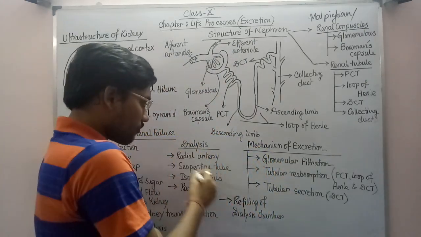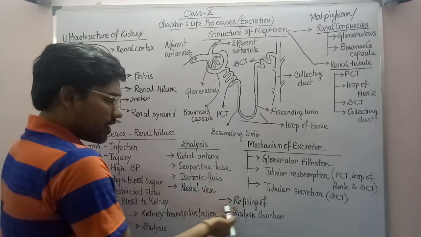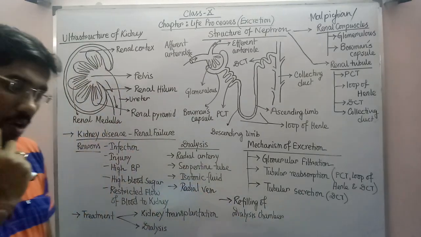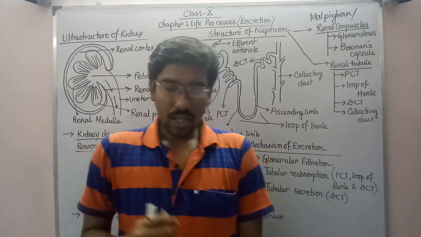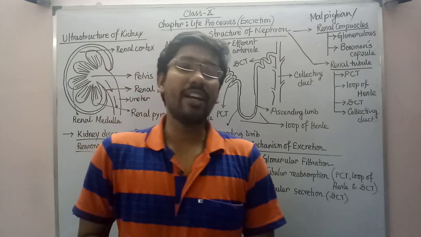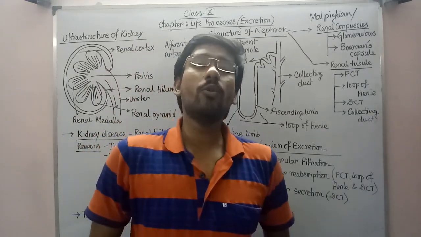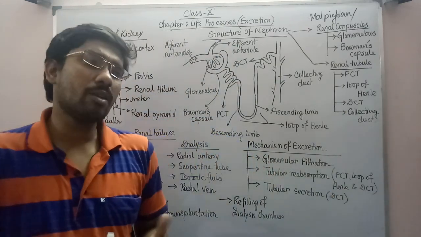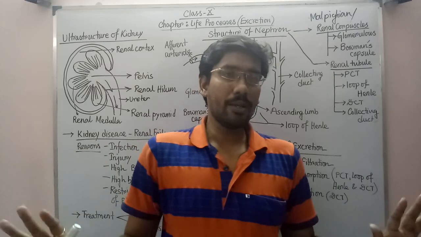First of all, I have just written a few points: radial artery, serpentine tube, isotonic fluid, radial vein, refilling of the dialysis chamber. You can't understand by seeing these points only, so I am going to describe them. See carefully. Suppose I am suffering from kidney failure, or anybody is. When I go to the hospital, obviously the doctor will prescribe me dialysis. So what has to be done? I will just be lying down on a bed.